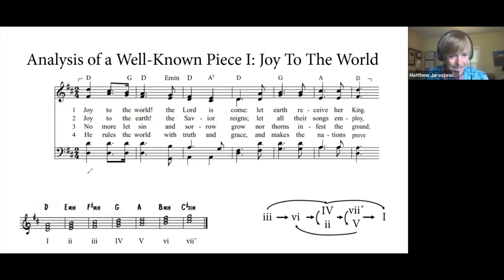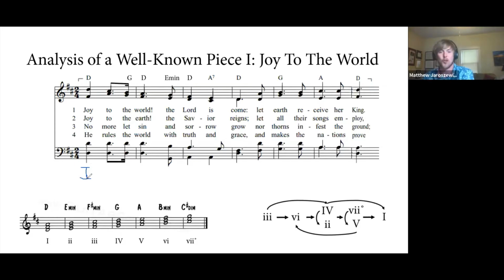So we're in the key of D major, and we start on a D major chord. Notice there's no A in this chord. You don't always need all of the notes of the chord to define the chord. If you at least have the root and the third, you can sort of get the general idea. So we start, as expected, on the tonic. So we're going to analyze that as Roman numeral 1. Put a big 1 there.